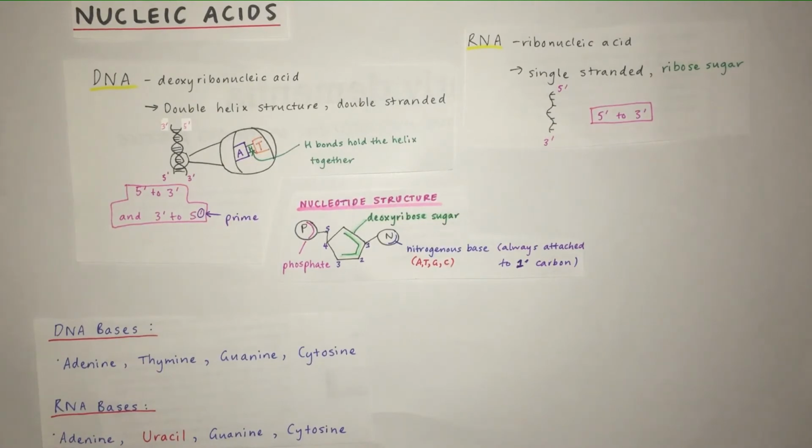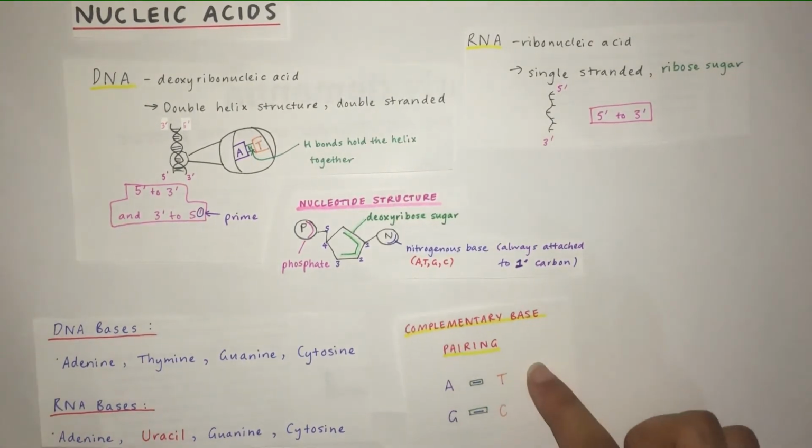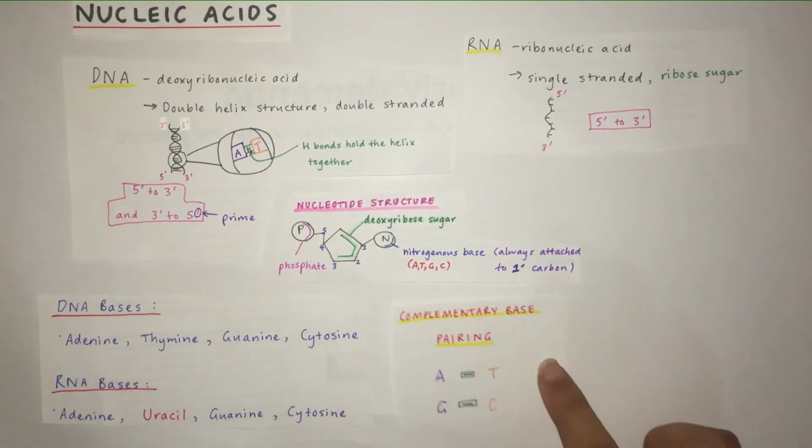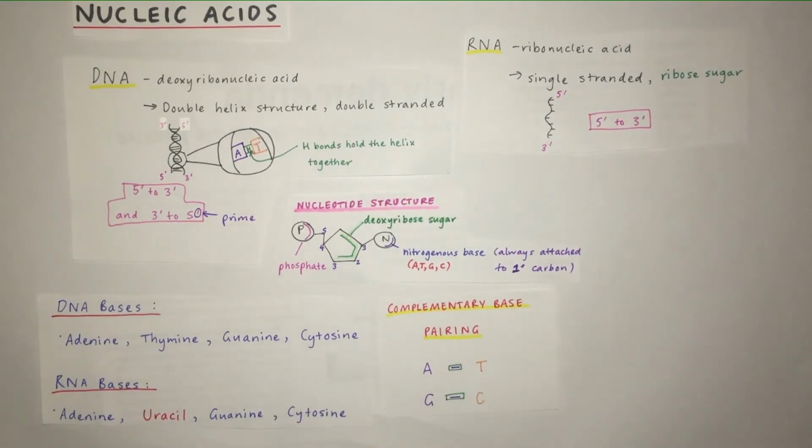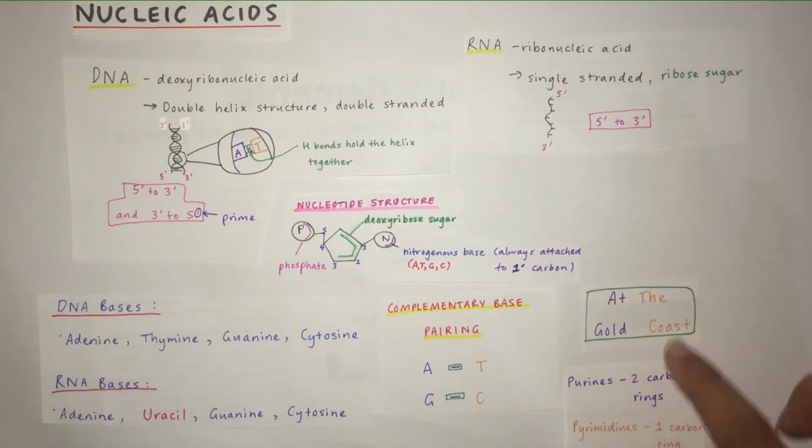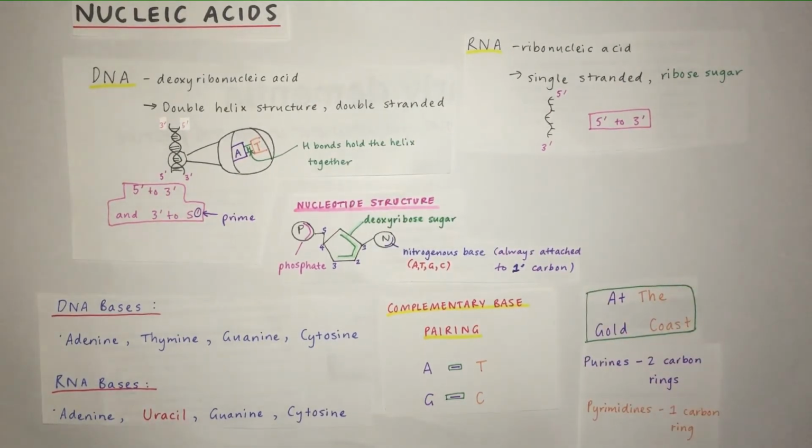Let's look at how the bases are paired, particularly in DNA, because that's the most important thing to know. So A pairs with T and G pairs with C. And to remember this, I use this mnemonic, at the Gold Coast. The ones in purple, so that's adenine and guanine, have 2 carbon rings and they're called purines, while the ones in orange are thymine and cytosine, which are pyrimidines and have 1 carbon ring. So that's something else to remember.